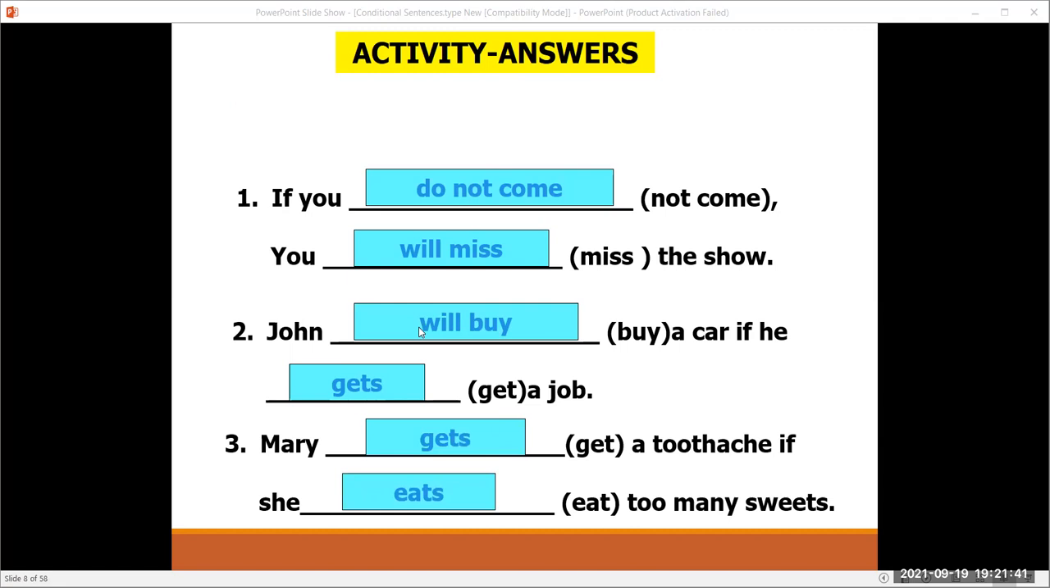Mary gets a toothache if she eats too many sweets. Here we are using present indefinite tense, that is the first form of the verb plus s according to the subject, in both cases. Why? Because it is a universal truth. If you eat too many sweets in any part of the world, the result will remain the same.